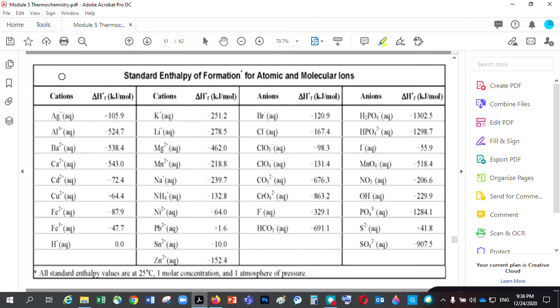Here, the same thing, standard enthalpy of formation for atomic and molecular ions. So we have ions, cations, anions, polyatomic ions. All these are here, and the standard conditions are 25 degrees, which is 298, and a pressure of 1 atm. So this is just a table. We can use the data whenever needed.